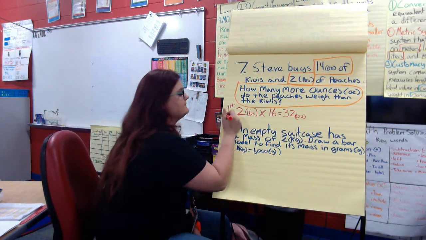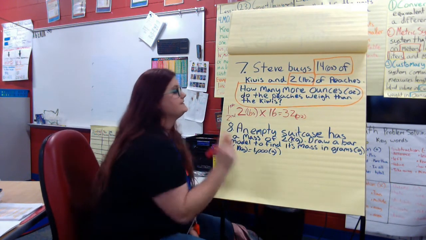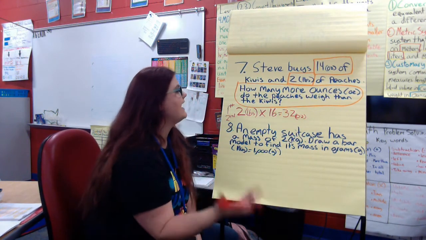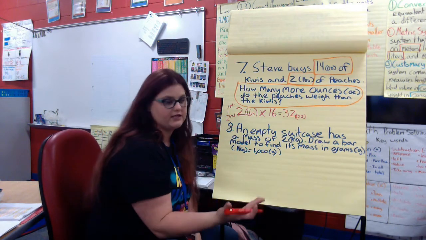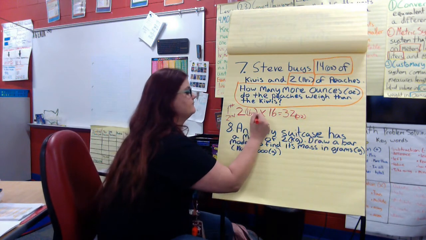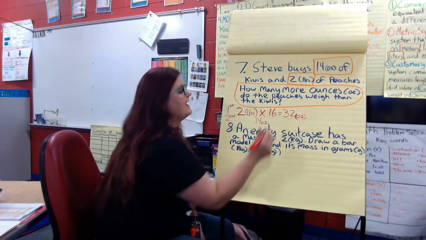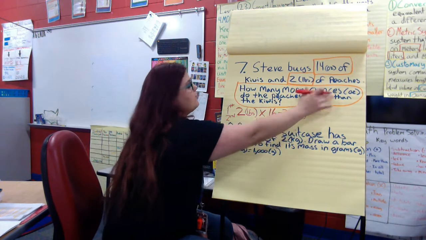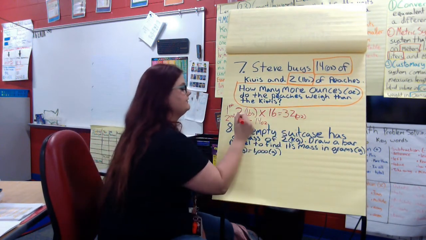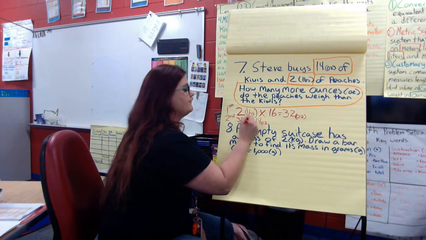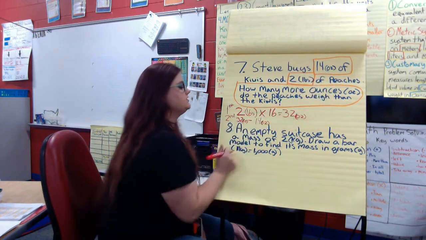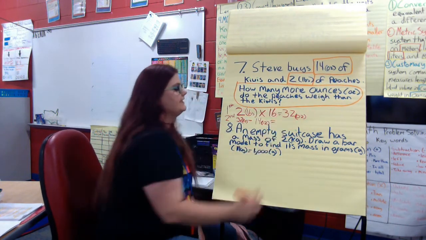Our second step to this problem is we need to answer this question. We need to find out how many more ounces do the peaches weigh than the kiwis. So our kiwis were 14 ounces. And it says how many more ounces. So I'm going to subtract. I'm going to subtract from the 32 ounces, because remember, the 32 ounces is how much we had in peaches. So 32 minus 14 is what?